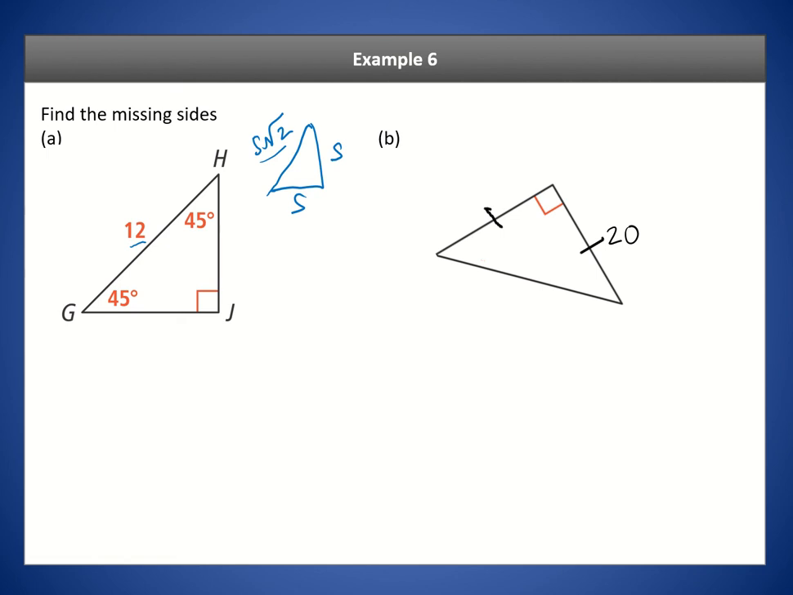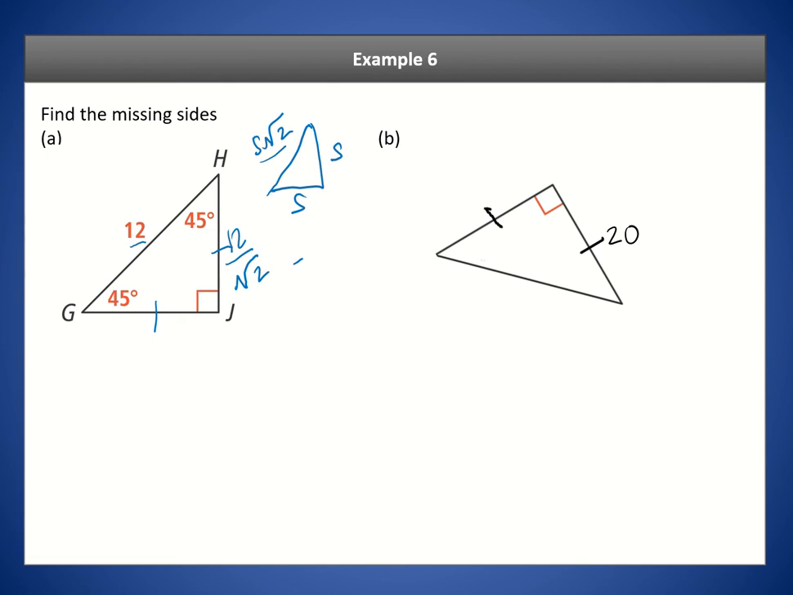So we're going to set those equal to each other. So we get 12 is equal to S times square root of 2. The hypotenuse is equal to that. And then we can solve for S or X, whatever you want to call it, by dividing by square root of 2. And so that gives us the missing side. We know that each of the sides is 12 over square root of 2. So these are the sides. So going to erase this and just write these down as this side. So that's the same on both sides because it's a 45, 45.